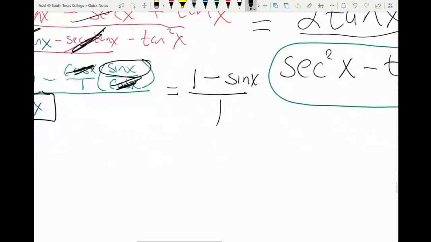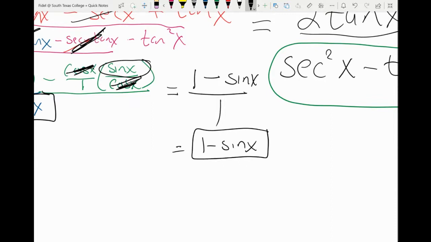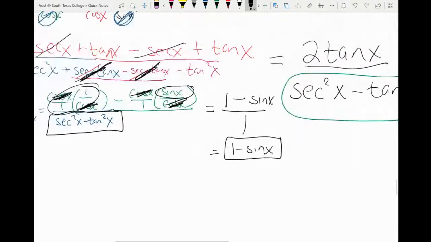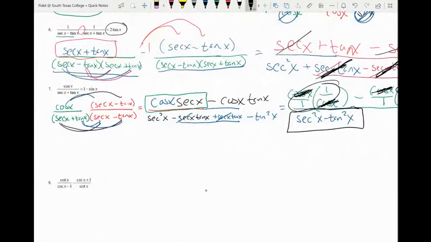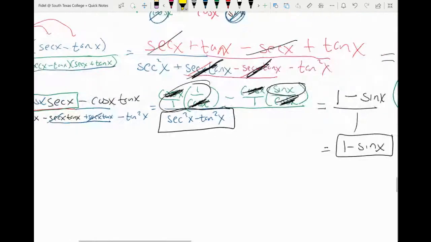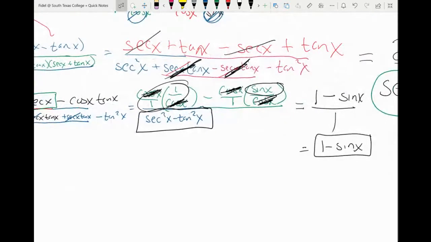I'm going to zoom back in here where we were. So isn't this just 1 minus sine x? And I want to say, isn't that what we had on the right side over here? And we were able to get there. That's all we're trying to do, y'all. That's all we're trying to do.